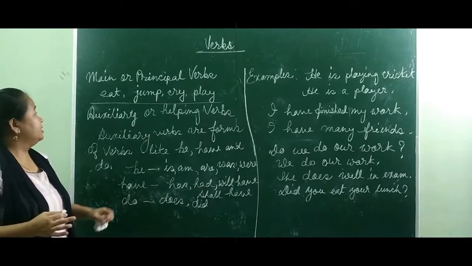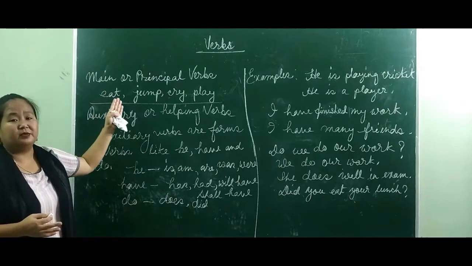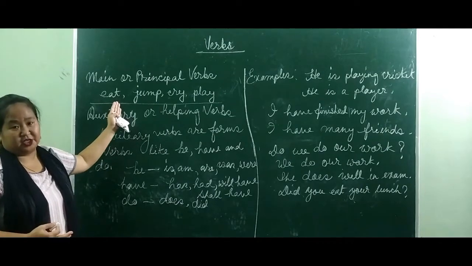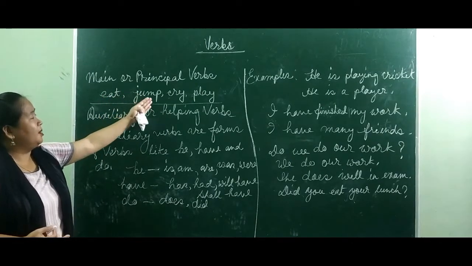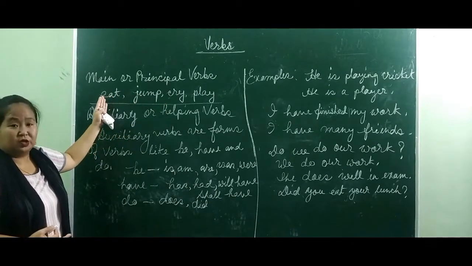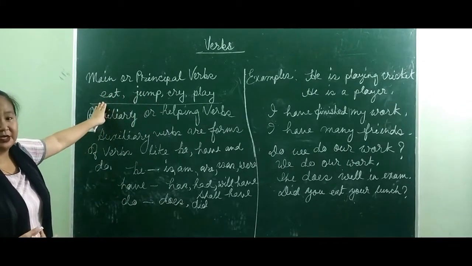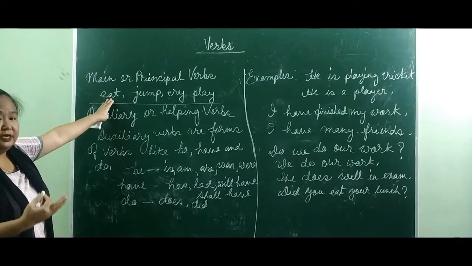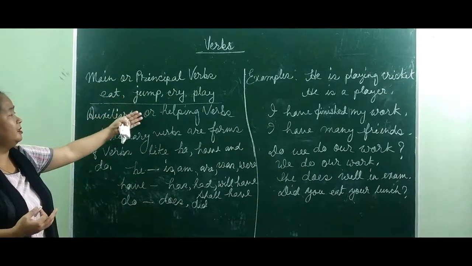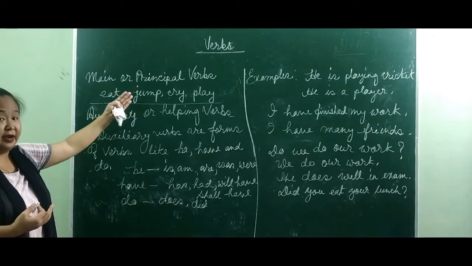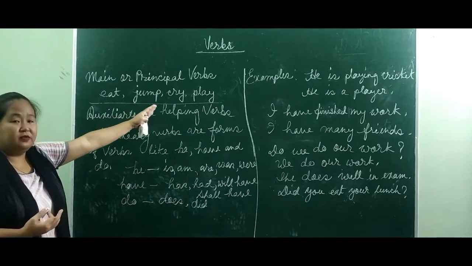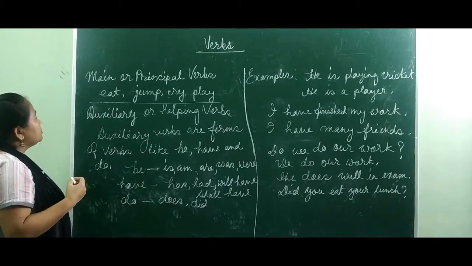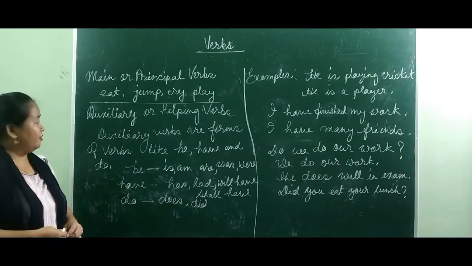Now let us learn what are main verbs or principal verbs. Principal verbs are verbs that show an action. Examples: eat, jump, cry, play. All these verbs show an action, and they can have different forms: eat, eating, ate; jump, jumping; cry, cried, crying. So verbs which show an action are called principal verbs. And now, auxiliary or helping verbs.